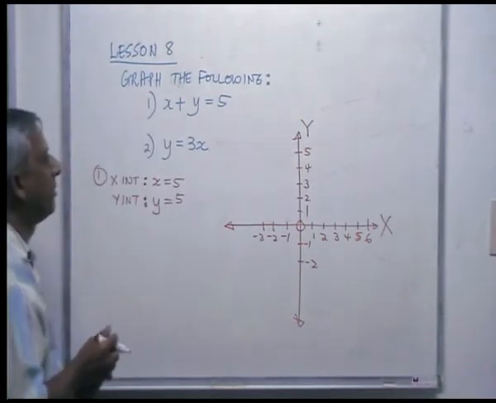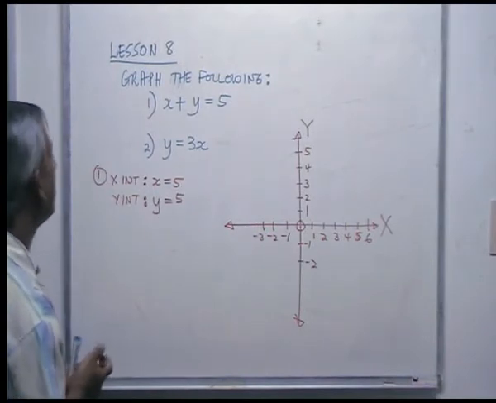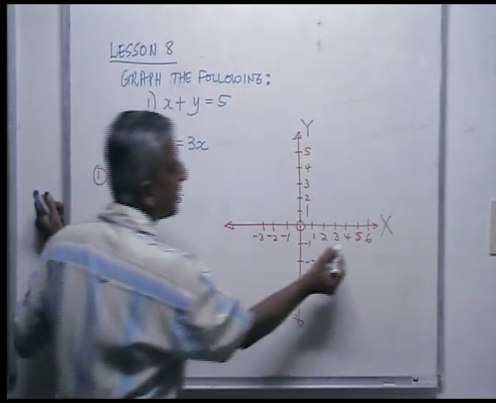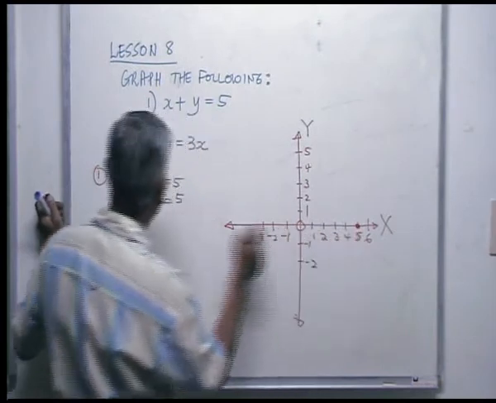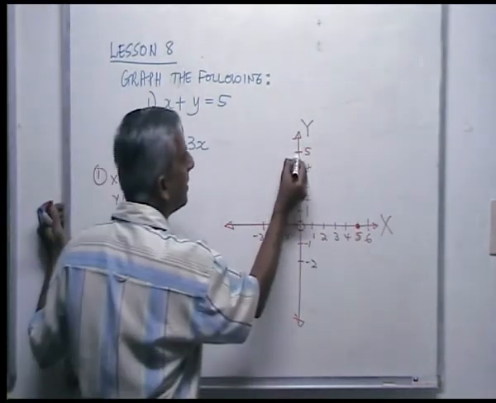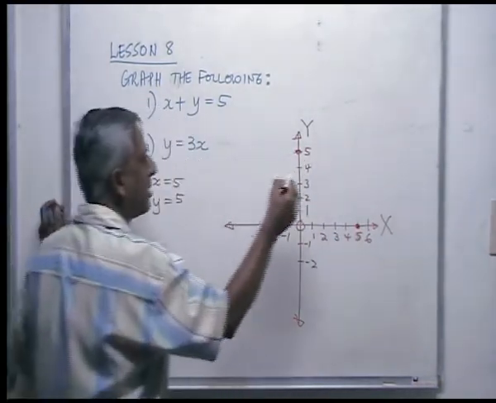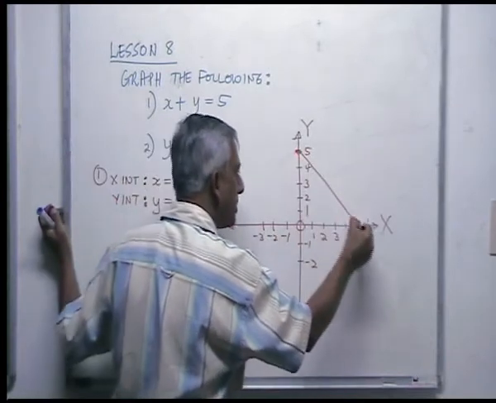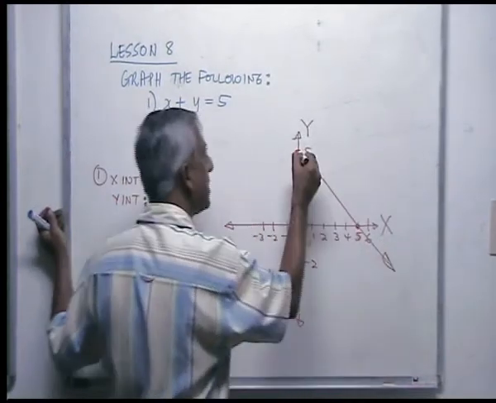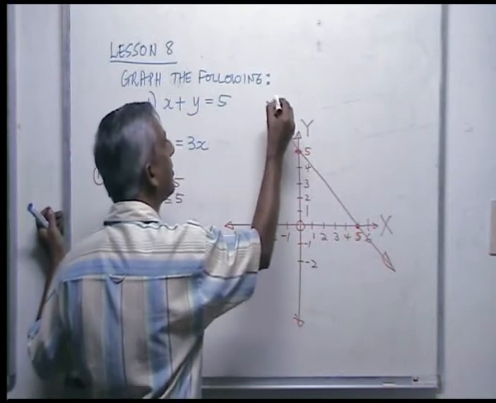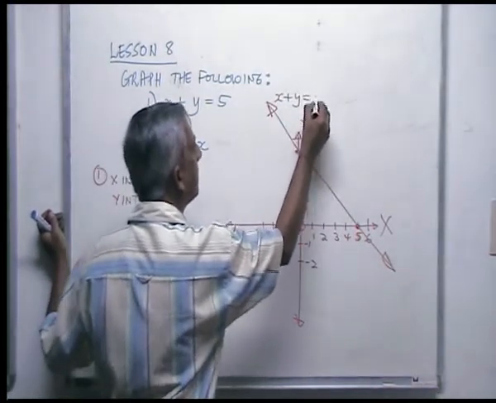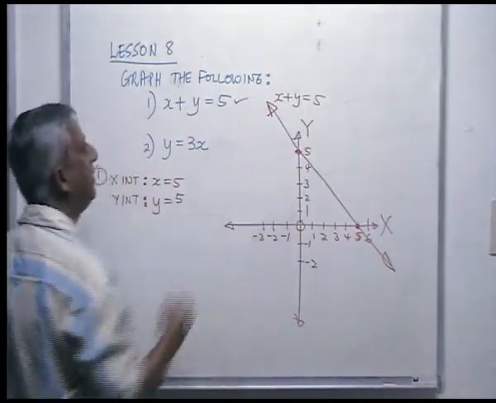That means you can draw number 1. Let's go and draw it then. x is 5, so there it is here. y is 5, there it is there. Then take your ruler and join these 2 points and you get a straight line. And you can label it x plus y is equal to 5. So you finished that one, and you're very happy.